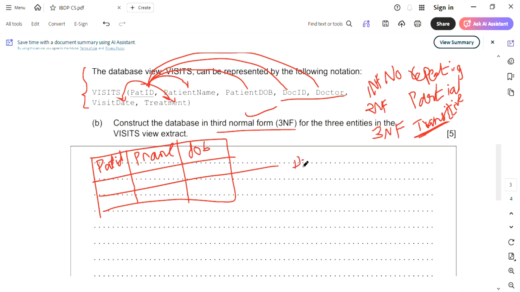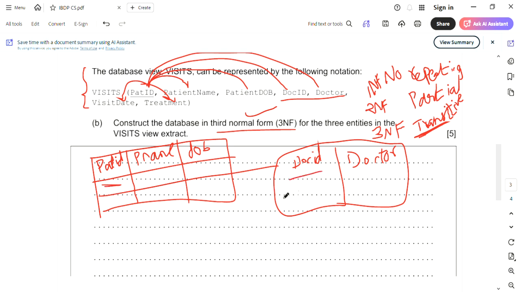Doctor ID, because doctor ID is the primary key. One ID will be there for each doctor and the doctor name will be noted for that. So there will not be any repetition. If I use the doctor name in the other table, the same patient will be contacting the doctor, but every time he contacts, the doctor name is repeated. So there should not be any repeating group. So only one time the doctor ID and doctor name will be saved.